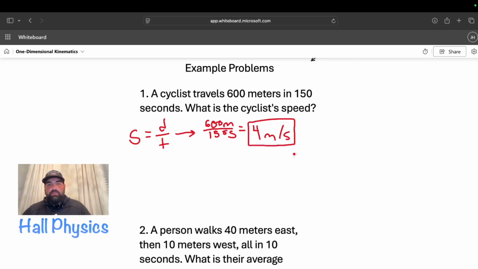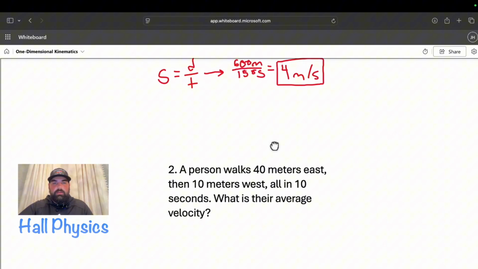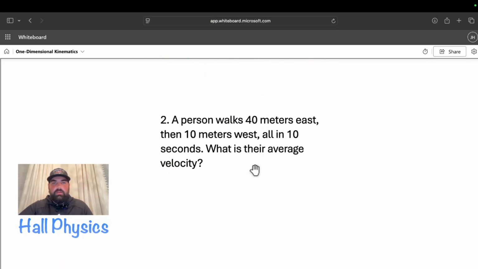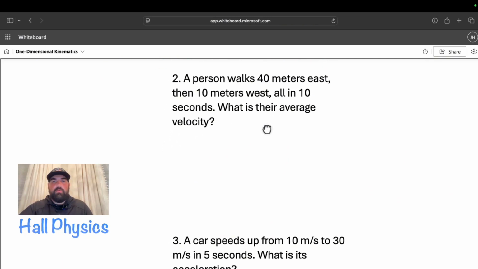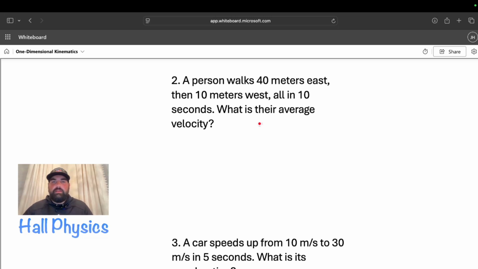Now, moving on, let's go to number 2. All right, remember we're talking about velocity, so we're worried about displacement, not distance. Let me read the question first. This says a person walks 40 meters east, then 10 meters west, all in 10 seconds. It's a very fast, brisk walk there. What is their average velocity?